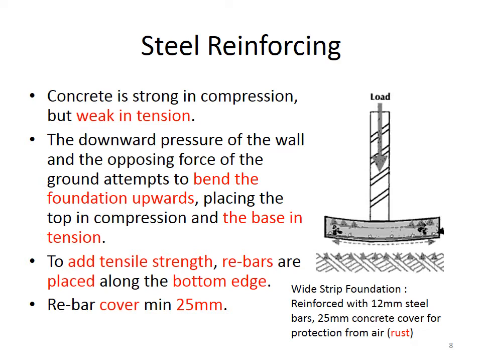So in order for rust to take place, oxidation is needed. So basically oxygen is needed in order for rust to happen. So this is to prevent the reinforcing bars from rusting. So that's why we have a minimum of 25mm cover of concrete on those reinforced bars.